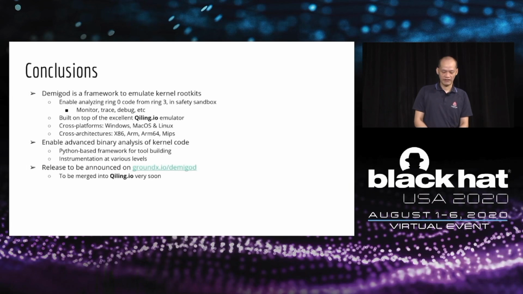Demigod enables advanced binary analysis on top of kernel code, and it allows you to use the Python language to build your analysis tools. And it supports many kinds of instrumentation, so you can easily analyze the kernel rootkits running inside Demigod. We plan to release the full source code of Demigod very soon, and we plan to merge Demigod into the Unicorn emulator very soon.